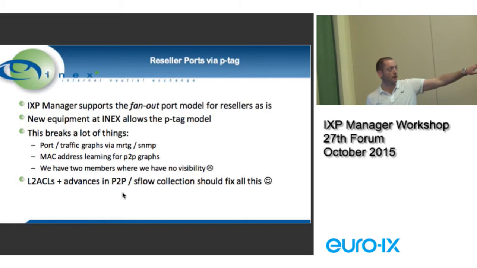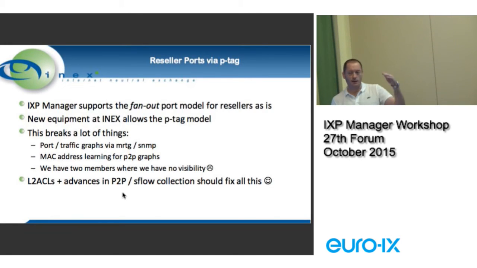Port traffic graphs by MRTG SNMP don't work anymore because there is no physical port. The MAC address learning doesn't work because there's more than one member on a port, so we don't know who owns the MAC address. That screws up peer-to-peer graphs. So right now we have two members where we have no visibility, and this is a problem that we're working on fixing.